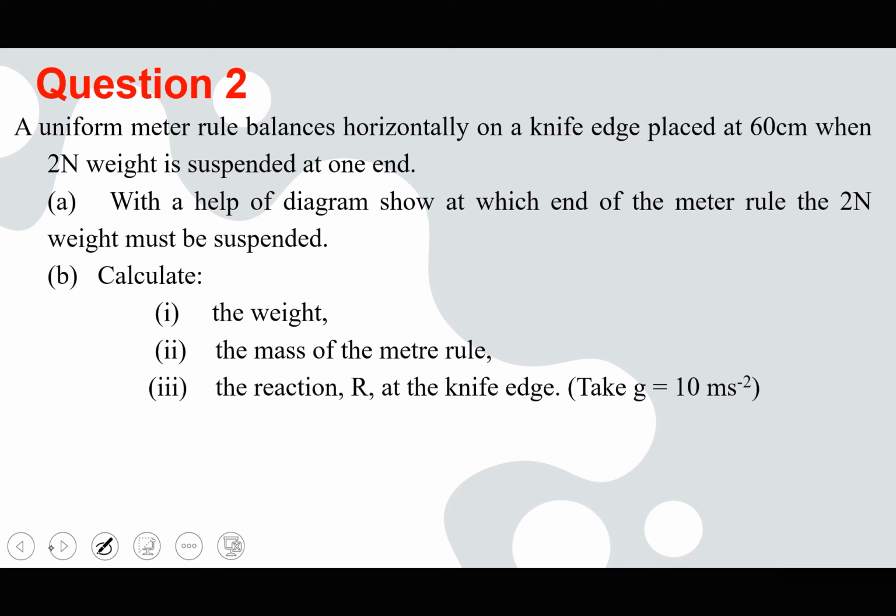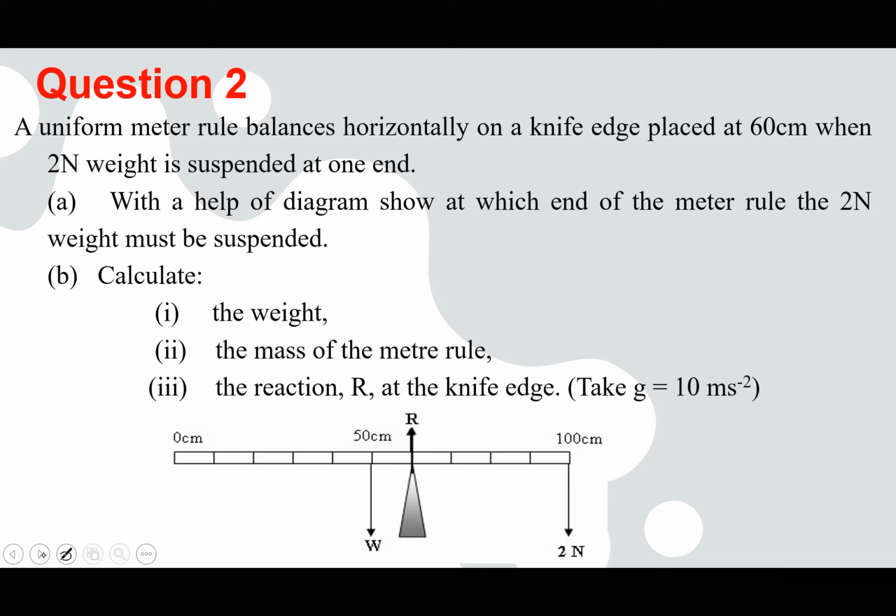So from the center to the 60 centimeter mark is going to be 10 centimeters, because the weight of the meter rule is at the 50 centimeter mark. So the 2 Newton weight is going to be placed on the other side. The diagram would look something like this.